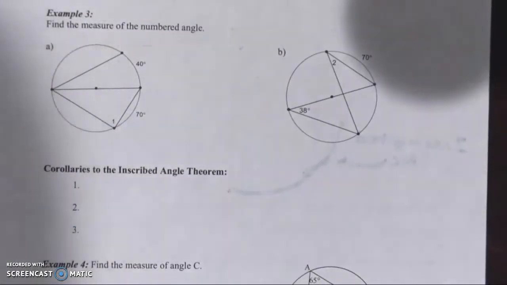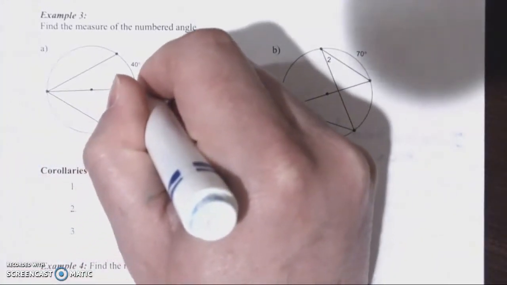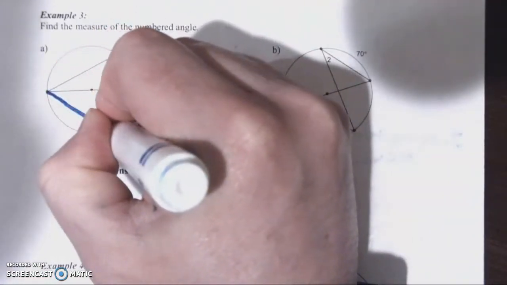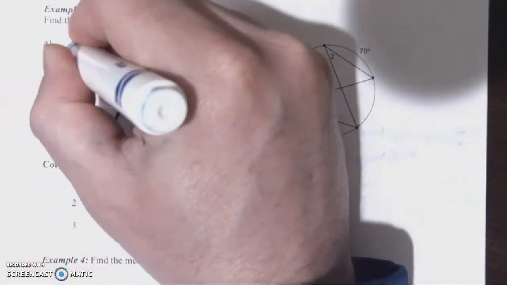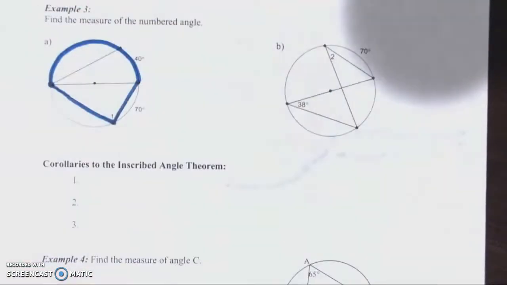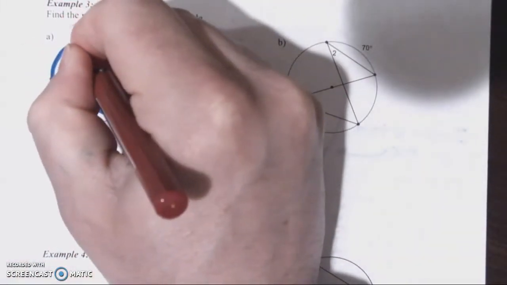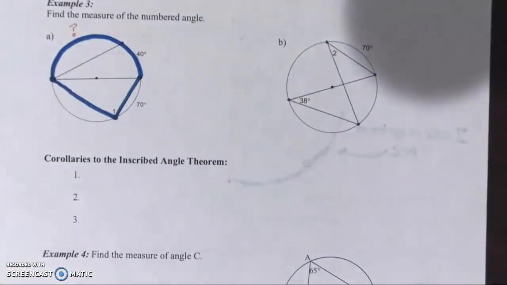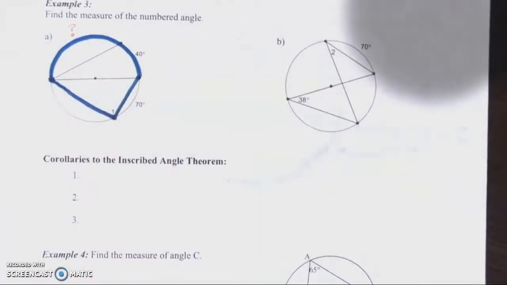All right, let's turn the page. Find the measure of the numbered angle. Okay, let's do it. Same thing. Here's the numbered angle. There's the endpoints of the chord. All right, so where is my intercepted arc? Here it is. Well, this is an interesting question. I don't have the degree measure of that part of the intercepted arc. I kind of need it to find angle 1. Angle 1 is going to be half of the measure of this arc.